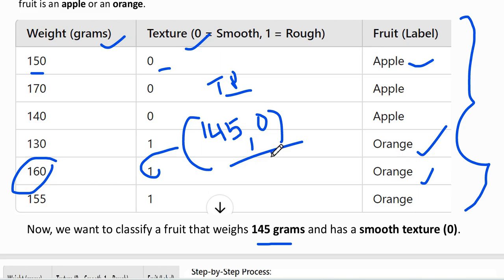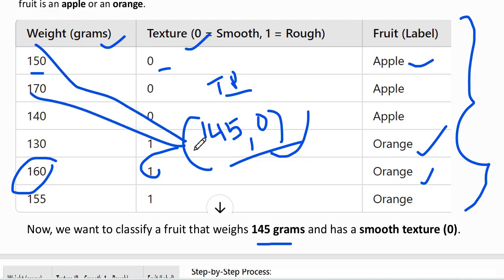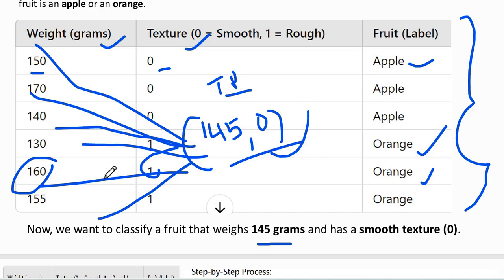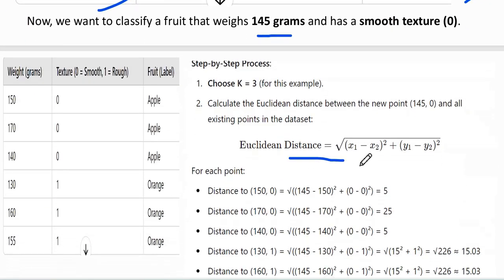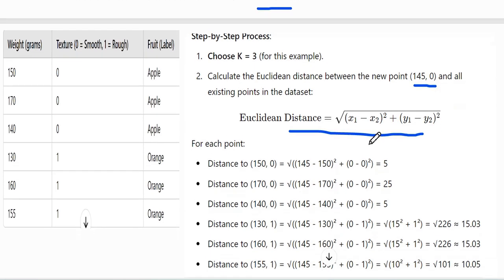Now what does the algorithm do from this query point or test point? We have to find out the distance to all the points in the data set. We have to find the distance from this test point to each point in the data set. So here I am using what is called Euclidean distance. 145 comma 0 is the test point. To find the distance to the first point, 150 comma 0, how are we calculating? Square root of (145 minus 150) whole square plus (0 minus 0) whole square. Then we get the value 5.